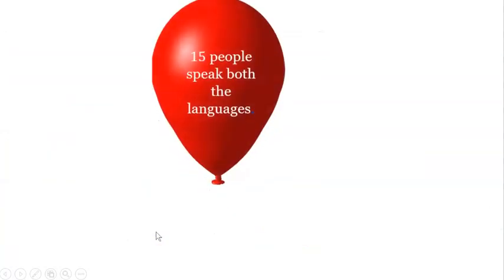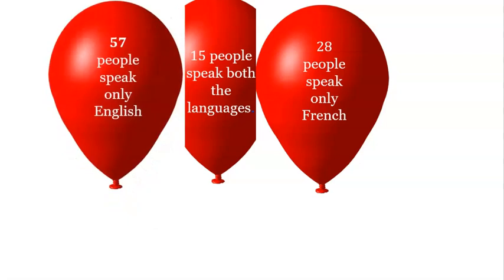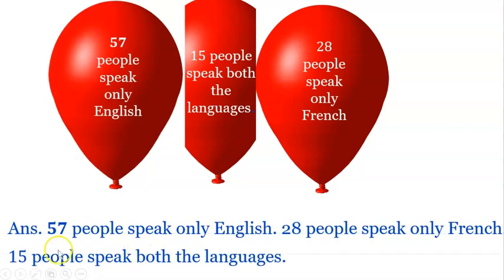And hence, 15 people speak both the languages, 28 people speak only French, and 57 people speak only English. Therefore, the final answer is 57 people speak only English, 28 people speak only French, and 15 people speak both the languages. Okay. Now, next example.